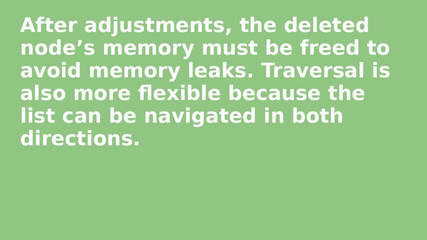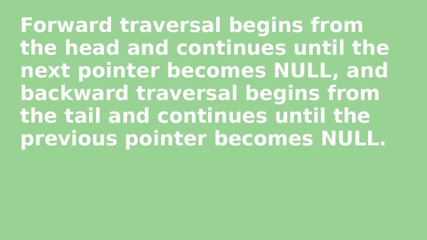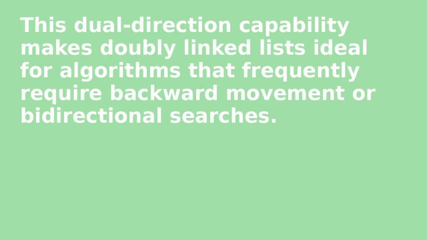Traversal is also more flexible because the list can be navigated in both directions. Forward traversal begins from the head and continues until the next pointer becomes null. And backward traversal begins from the tail and continues until the previous pointer becomes null. This dual direction capability makes doubly linked lists ideal for algorithms that frequently require backward movement or bidirectional searches.